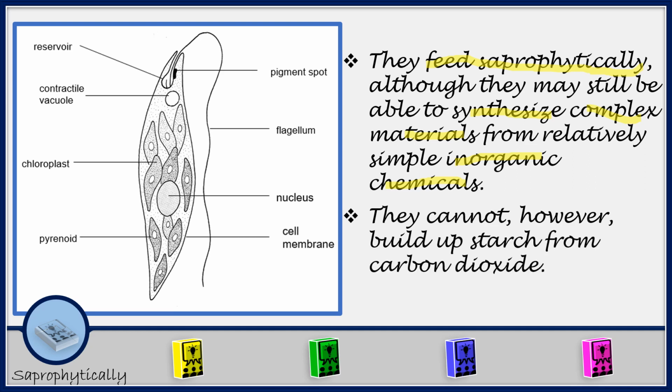They cannot, however, build up starch from carbon dioxide. This is because now they are colorless flagellates. They don't have chlorophyll, and for that reason, there is no way they can use carbon dioxide to manufacture starch.